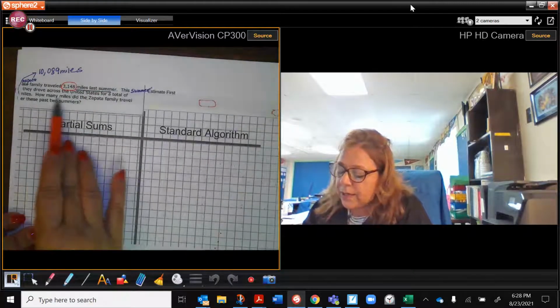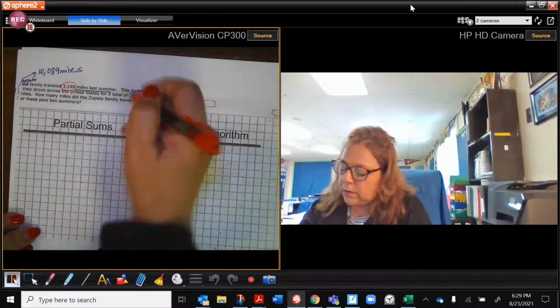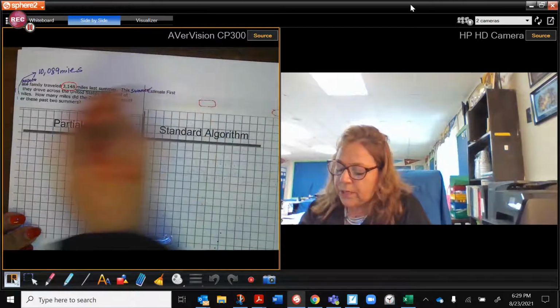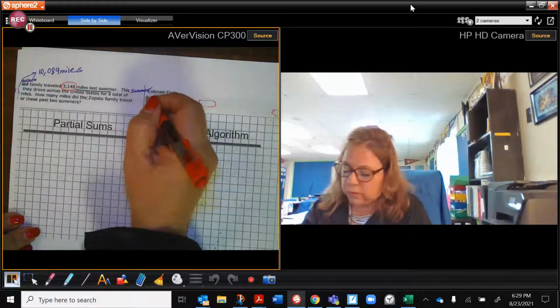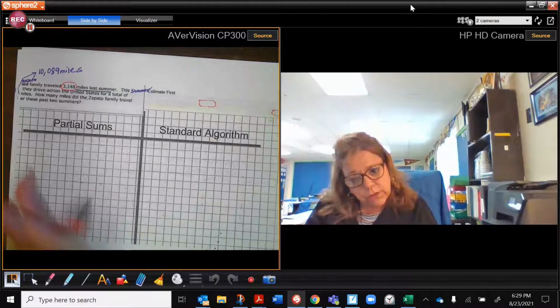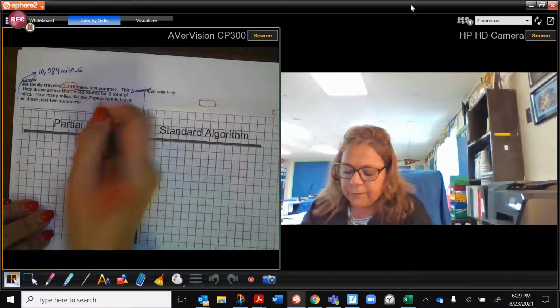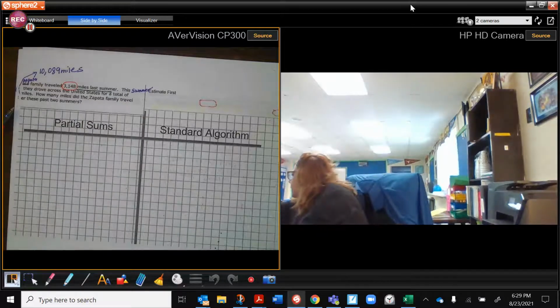And it says how many miles did this family travel these past 2 summers. So we want to find out, what are we going to do? Well, it wants us to know the total amount. So yes, we're going to be adding it. So let me go ahead and highlight that in yellow.